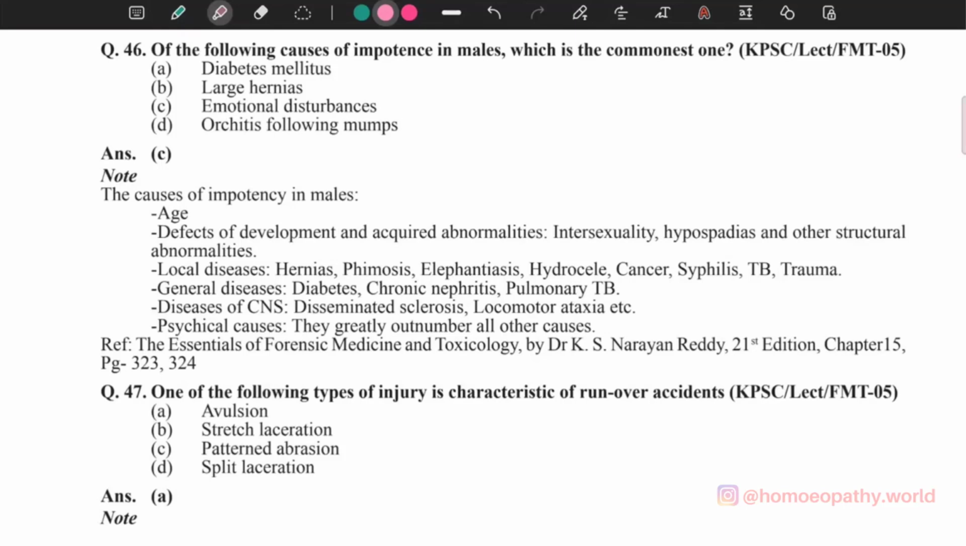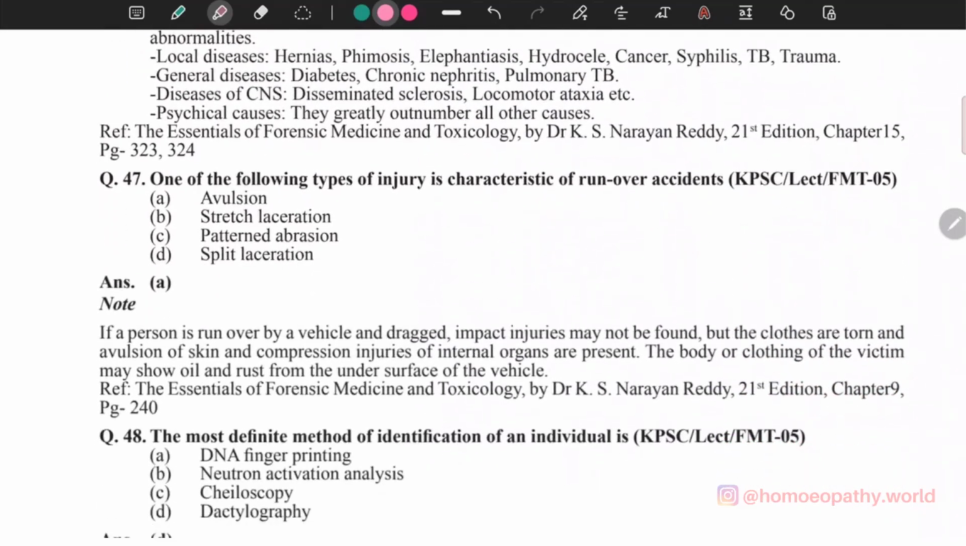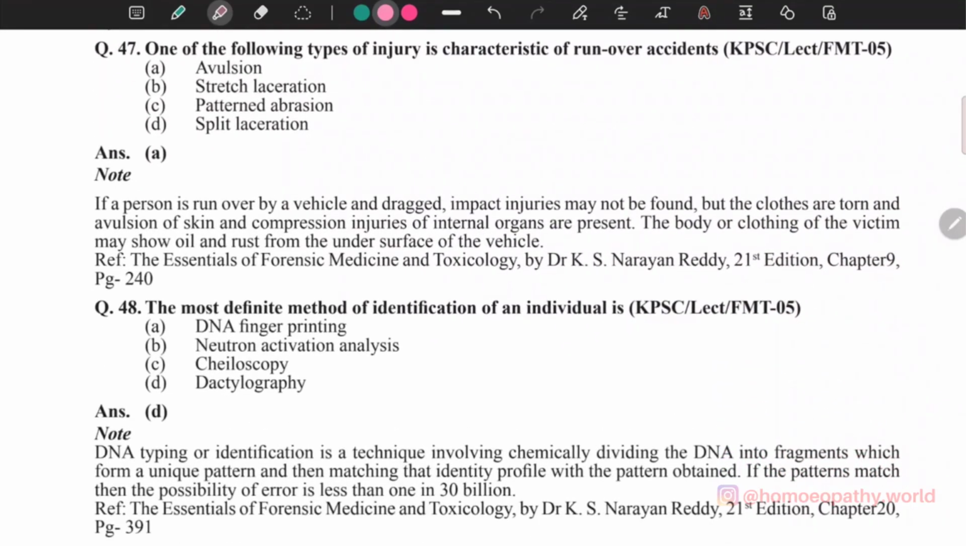Next question number 46. Of the following causes of impotency in male, which is the commonest one? Now we should know what are the commonest signs of impotency in male. The answer is one of the options. A. Diabetes mellitus, B. Large hernias, C. Emotional disturbances, and D. Orchitis. Now you have to see which is the commonest, means which occurs in most of the people. That is, emotional disturbance occurs in most of the people. So that is the answer.